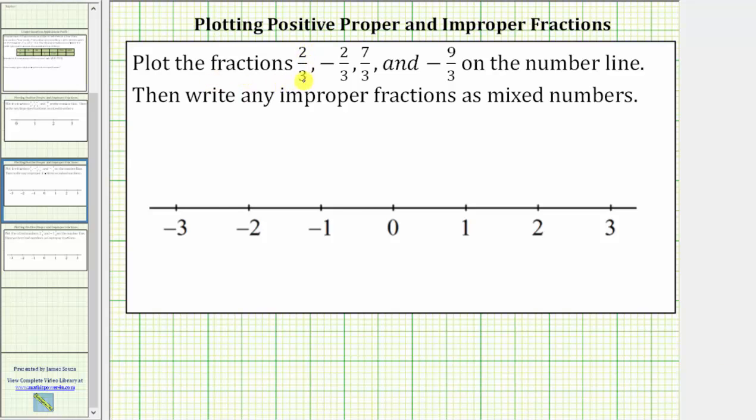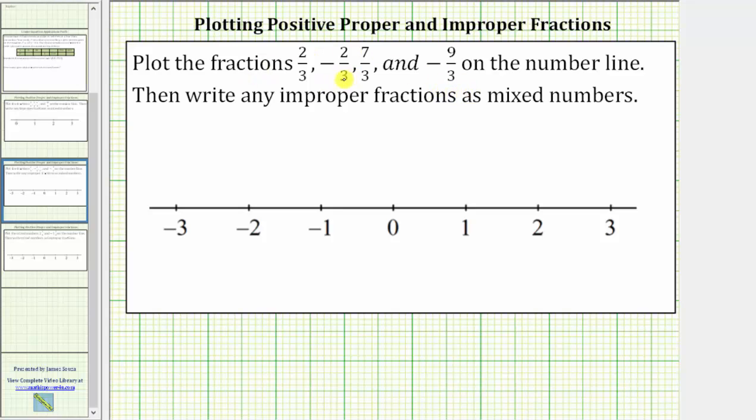We're asked to plot the fractions 2/3, negative 2/3, 7/3, and negative 9/3 on the number line, then write any improper fractions as mixed numbers. Notice for all the fractions, the denominators are 3.